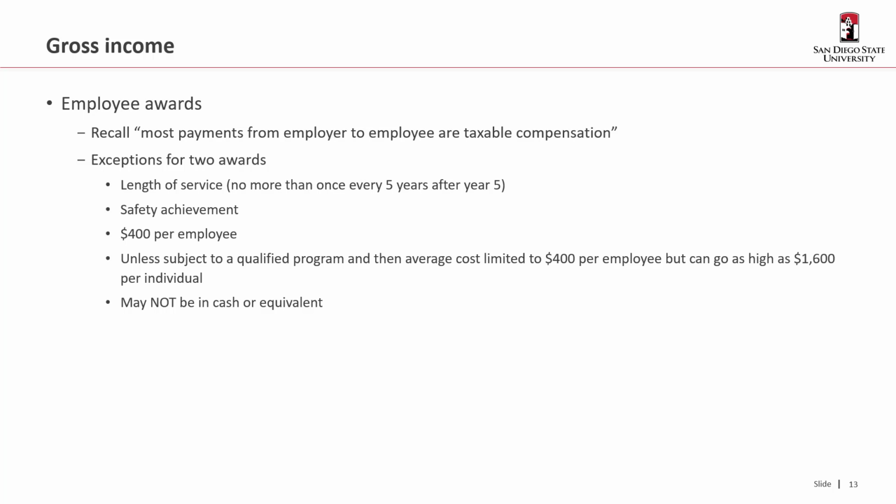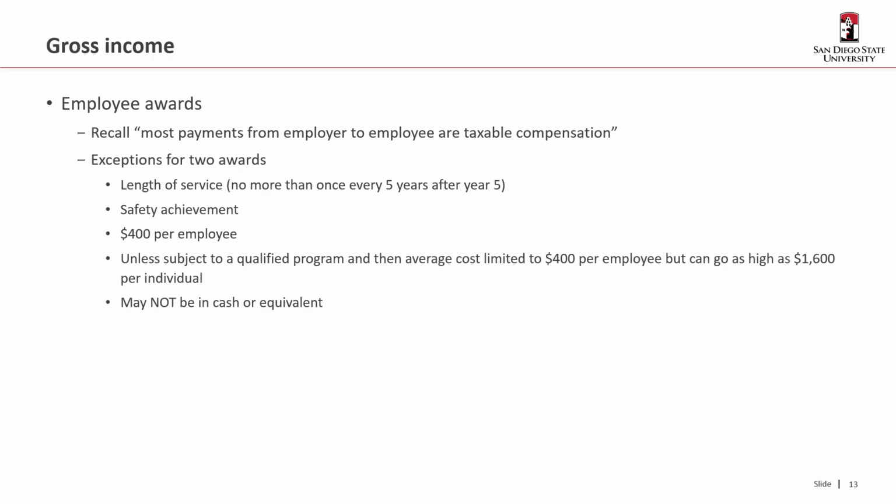All right, employee awards. Remember, most payments from an employer to an employee are taxable. We talked about these awards briefly in part 1. Think about it. If an employer gives you an award for something, that's generally taxable income to you because it's not of a disinterested generosity. But there are exceptions for 2 types of awards: length of service and safety achievement.